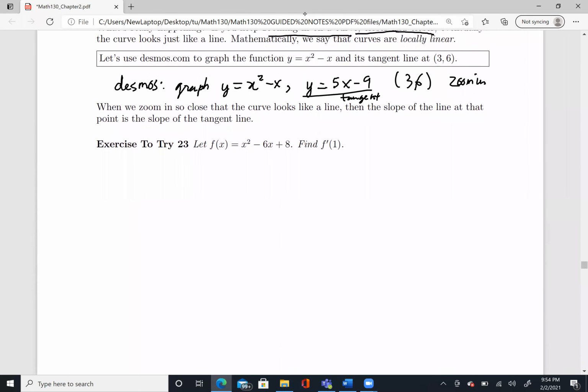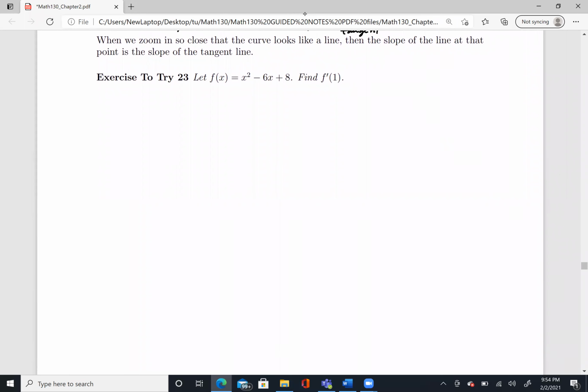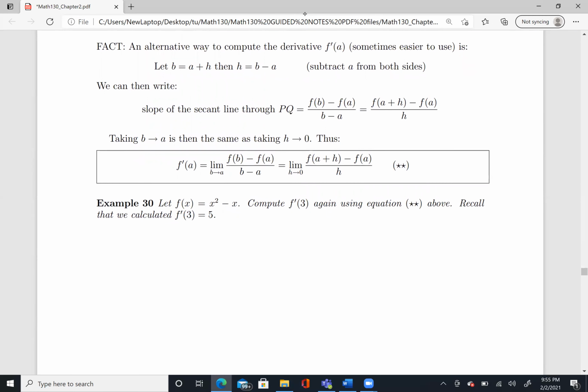Okay, so let's move to the exercise. Please go ahead and do exactly the steps that I showed you to find the derivative of f at 1. The answer key: the derivative of f at 1 will be equal to negative 4, I mean. So you can try that. Go ahead.